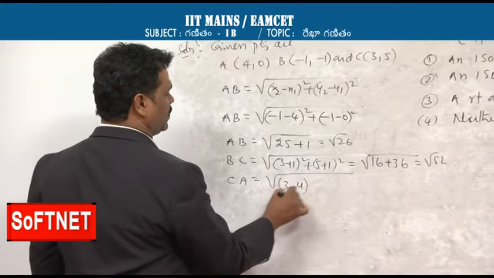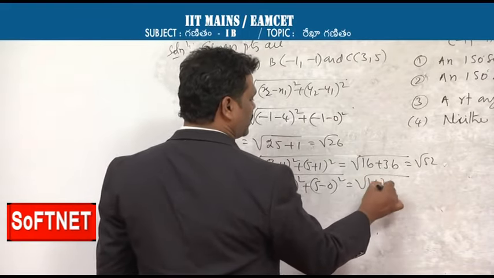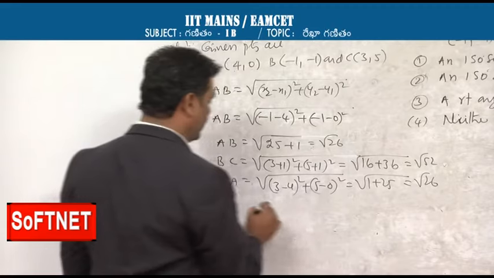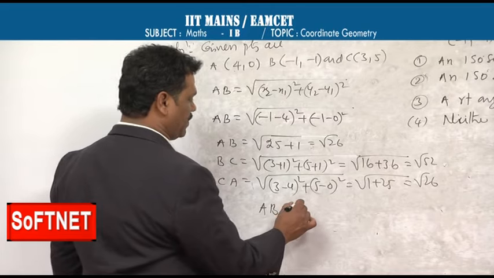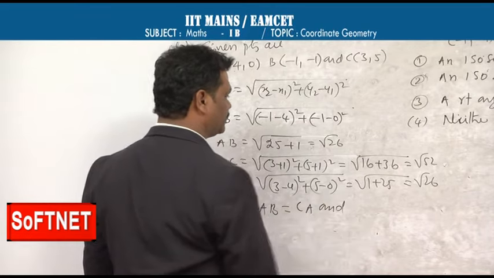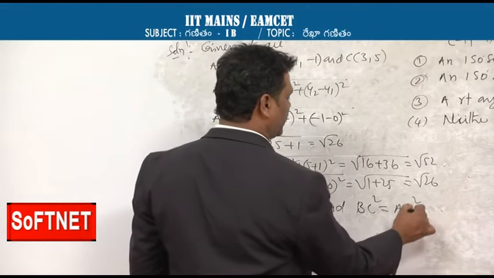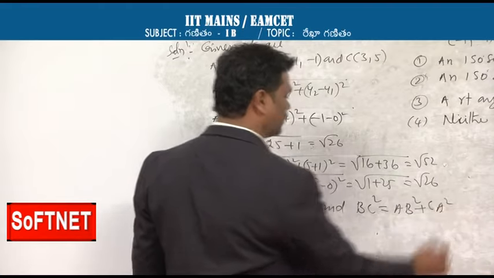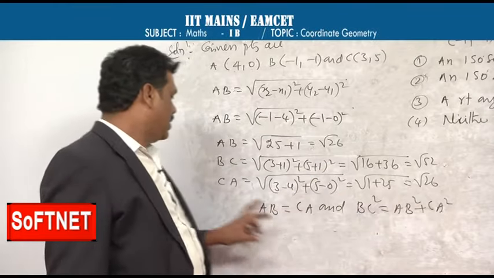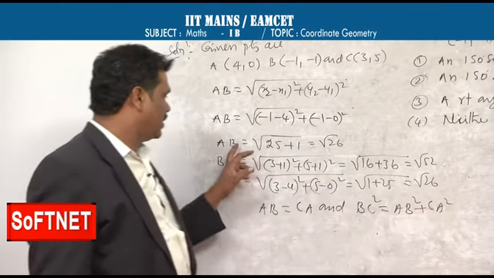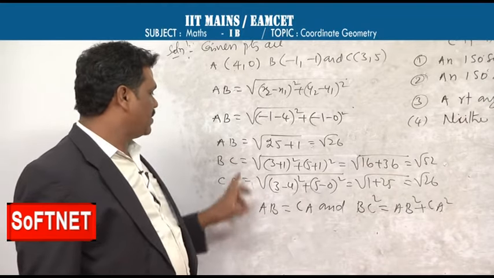3 minus 4 whole square plus 5 minus 0 whole square. We get 1 plus 25 equal to root 26. Here we observe that the distance of AB is equal to the distance of CA, and BC square equals AB square plus CA square. AB distance is root 26, BC distance is root 52, and CA distance is root 26. We observe that AB equals CA and BC square equals AB square plus CA square.